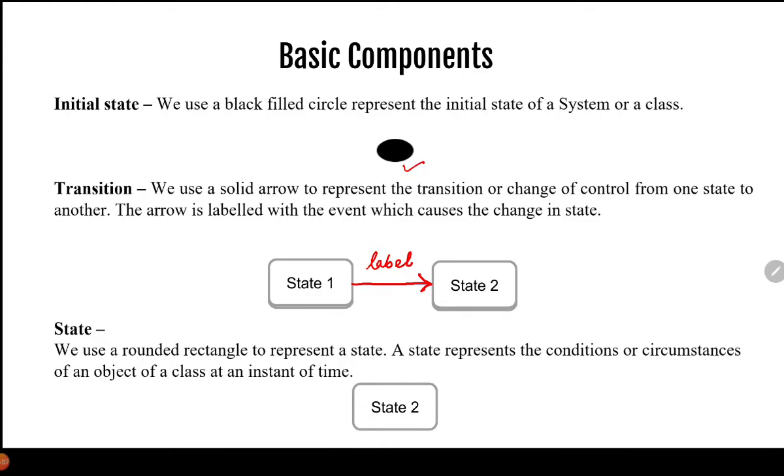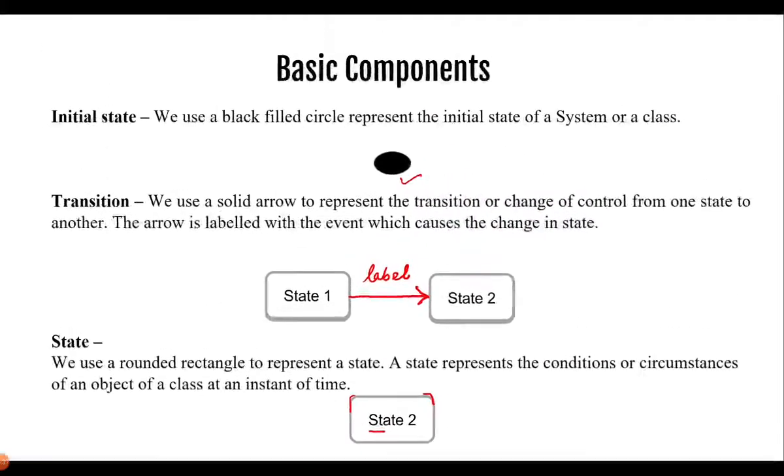The next is the state. So we use a rounded rectangle to represent a state. A state represents the condition or circumstances of an object of a class at that instant of time. So this is basically the representation of a state. This is similar to how we represent an activity. However, activity represents the process or commands. However, state represents the conditions or circumstances of an object of that class at that particular instant of time.